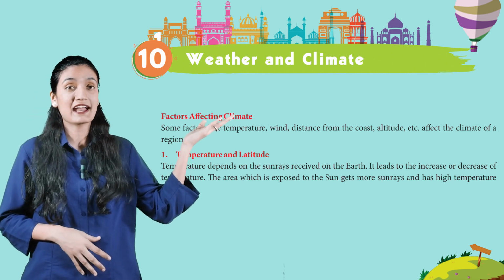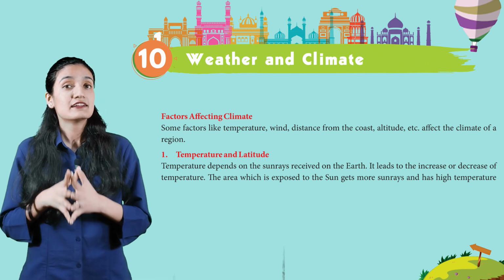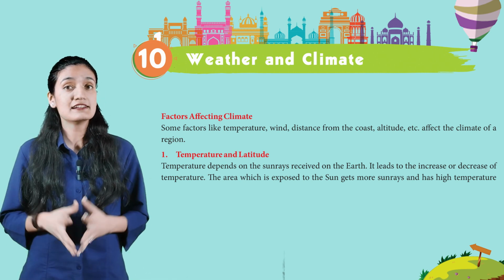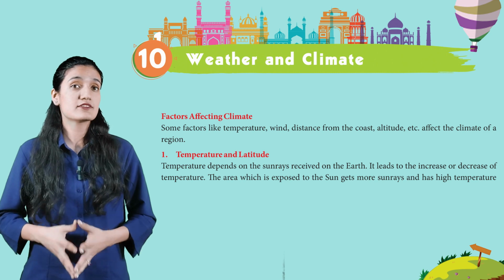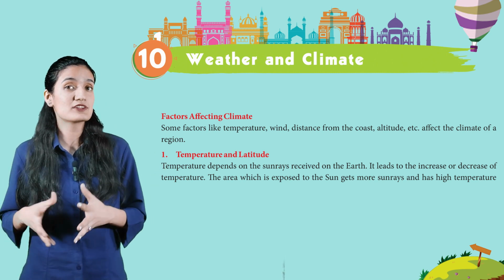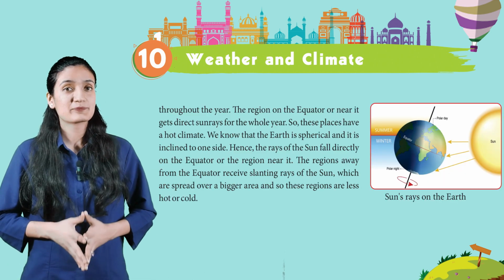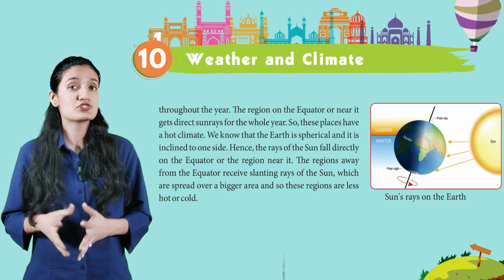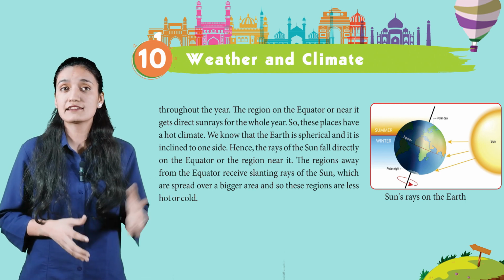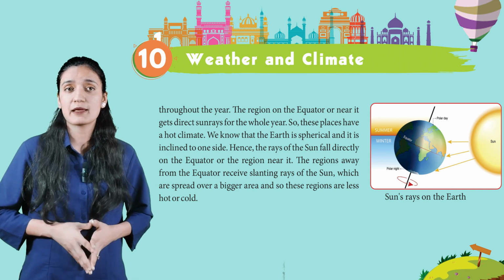First, temperature and latitude. Temperature depends on the sun rays received on the earth. It leads to the increase or decrease of temperature. The area which is exposed to the sun gets more sun rays and has high temperature throughout the year. The region of the equator or near it gets direct sun rays for the whole year. So these places have a hot climate.